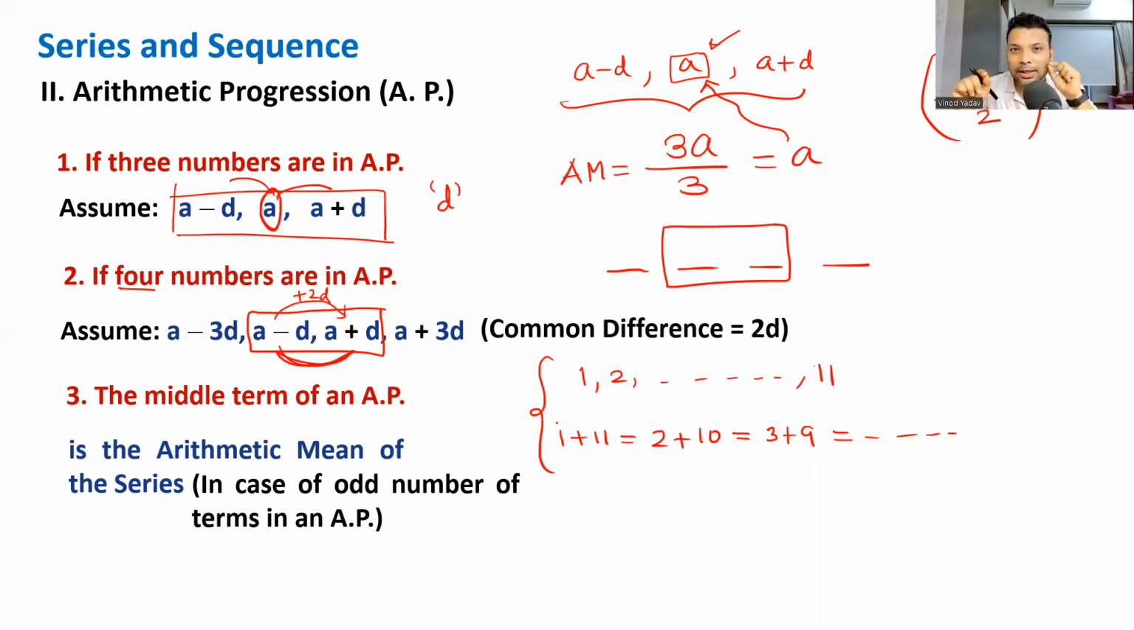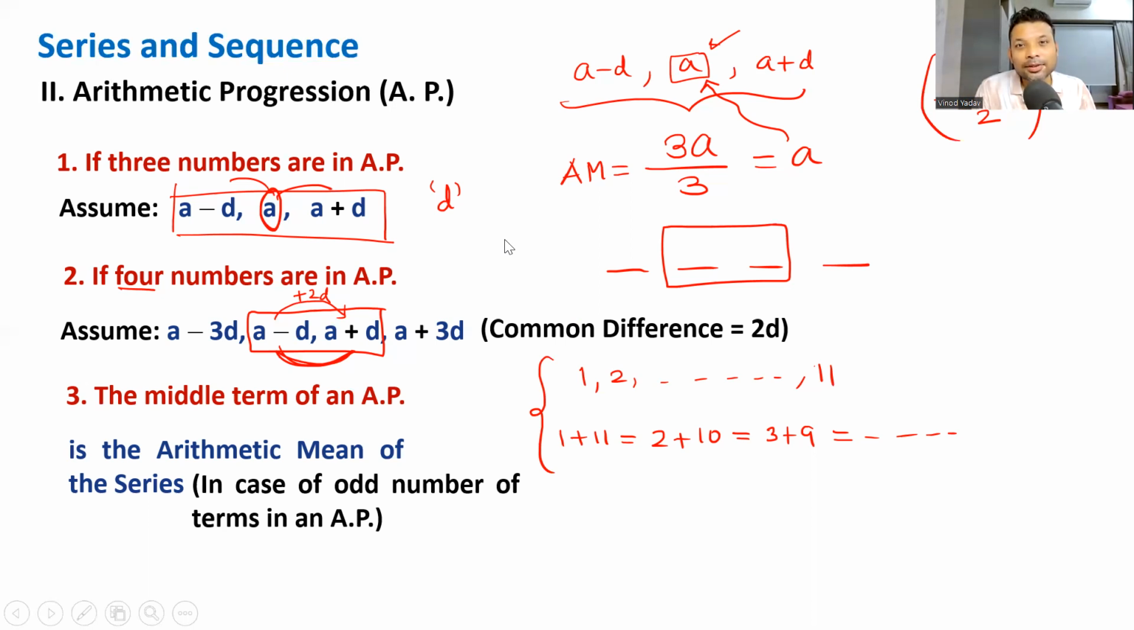If you pick up the terms which are equidistant from both the ends, the sum will always be the same for every such pair. Remember this for some tricky questions. So this is the bare minimum information which you should have about AP. I hope you understood. All right, let's move ahead.